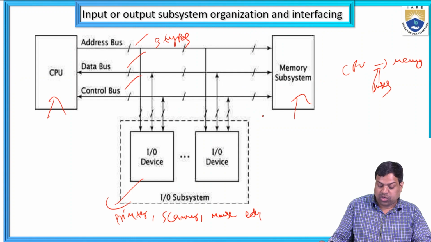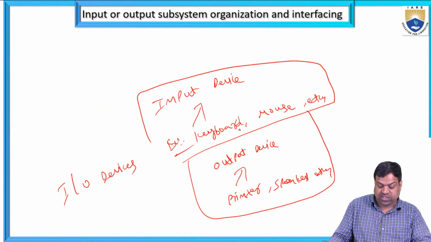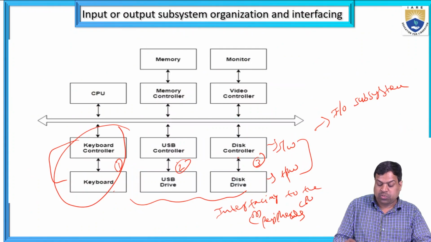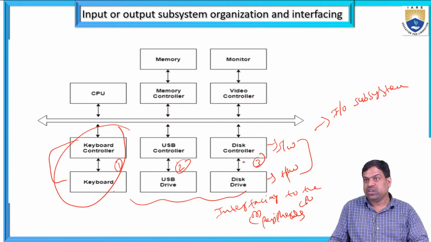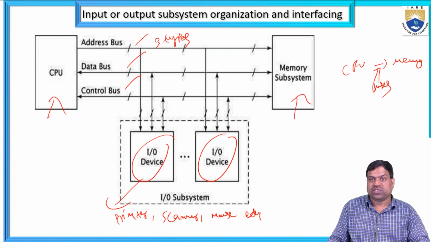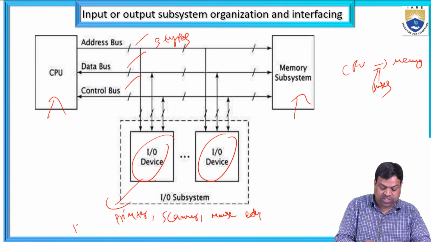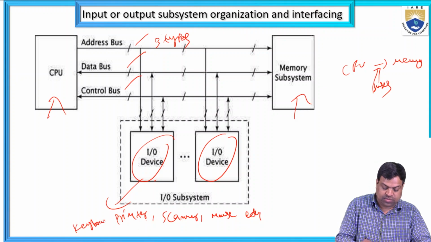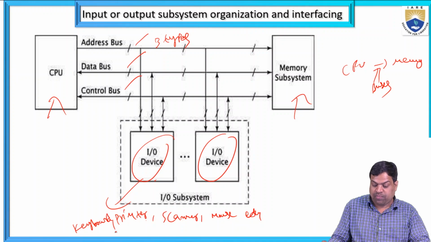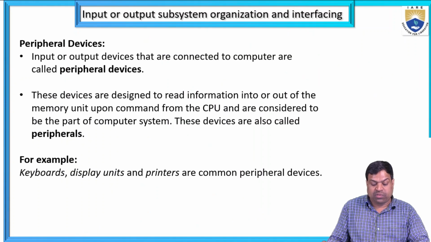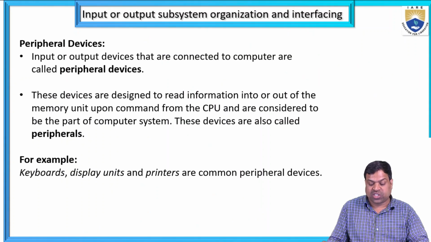So peripherals are input or output devices. These input output devices, I'm taking as keyboard, USB control, disk drives. So these peripherals I'm connecting, input output devices, means keyboard, printer, scanner, mouse, anything. Peripheral devices are nothing but input output devices that are connected to the computer.